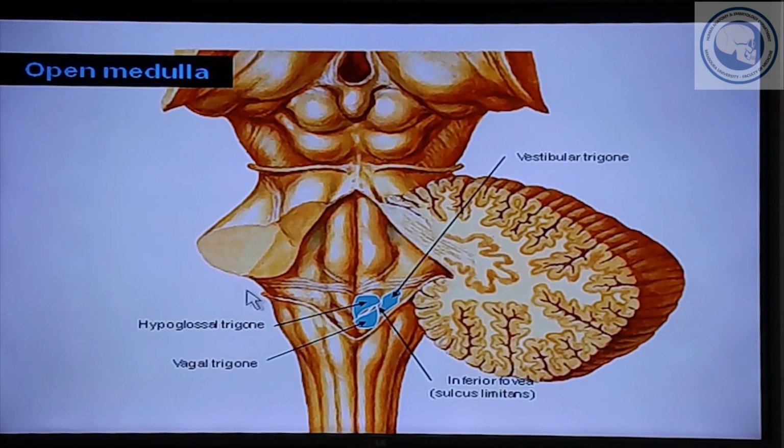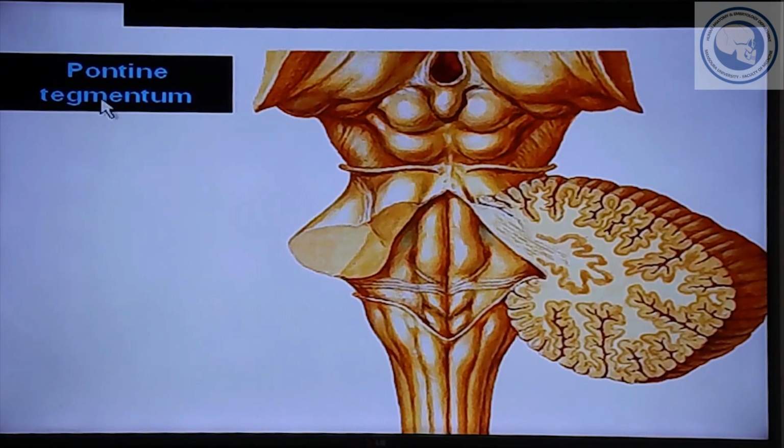When you look at the open medulla, you will find this area. This area is called obex, or area postrema, or vomiting center. The upper part of the open medulla is separated from the lower part of the pontine tegmentum by these transversely located fibers. These fibers are called stria medullaris of the fourth ventricle. These fibers contain arcuato-cerebellar fibers, which arise from the contralateral arcuate nucleus and pass to the cerebellum through the inferior cerebellar peduncle.